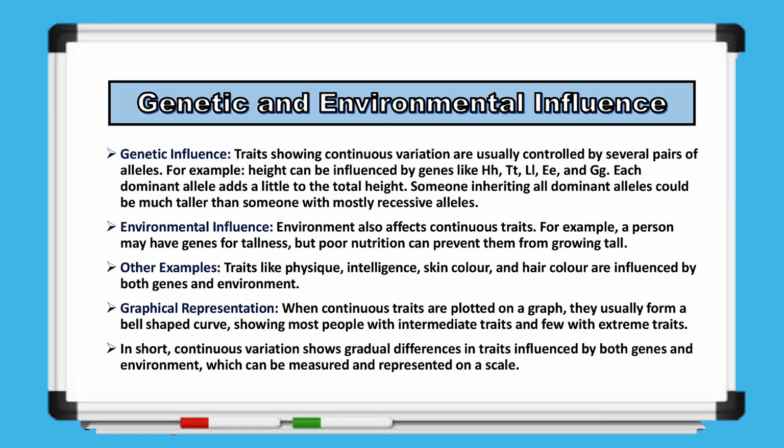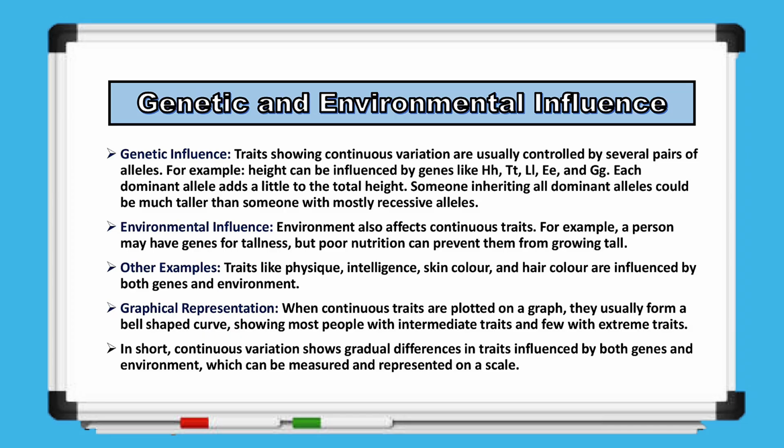From a genetic point of view, traits showing continuous variation are usually controlled by several pairs of alleles. For example, height can be influenced by multiple genes. Each dominant allele contributes a small effect towards increasing height. Therefore, an individual who inherits a greater number of dominant alleles may become taller, while someone with more recessive alleles may be shorter. Environmental factors also play an important role in continuous variation. For instance, a person may have the genes for tall growth, but if they experience poor nutrition during development, they may not reach their full height potential.